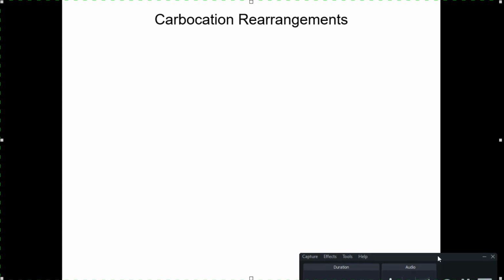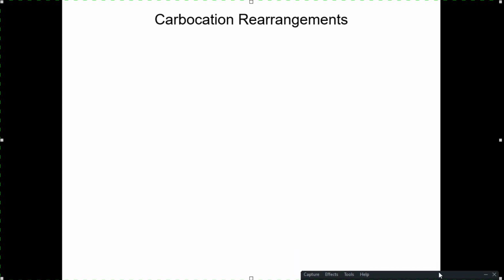Okay, the next topic in terms of SN1 reactions is what are called carbocation rearrangements, which are a little bit of a potential complication to writing the products of SN1 reactions, but we'll take these as Top Hat includes them at this point in the semester. So first of all, let me just give you an example of a reaction, and then we'll talk about what a carbocation rearrangement is.